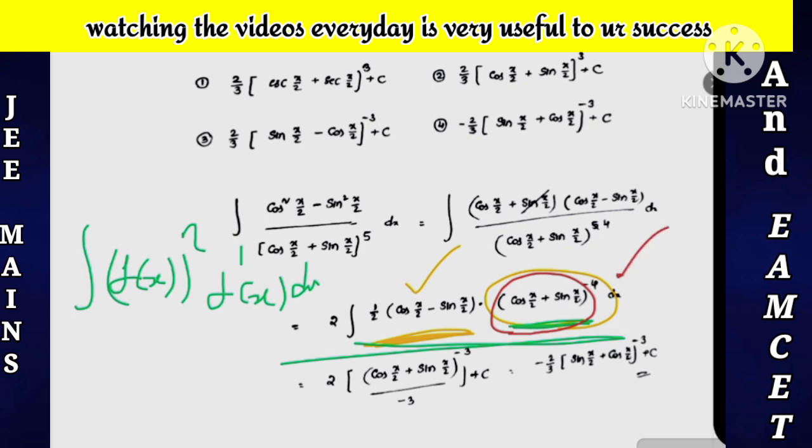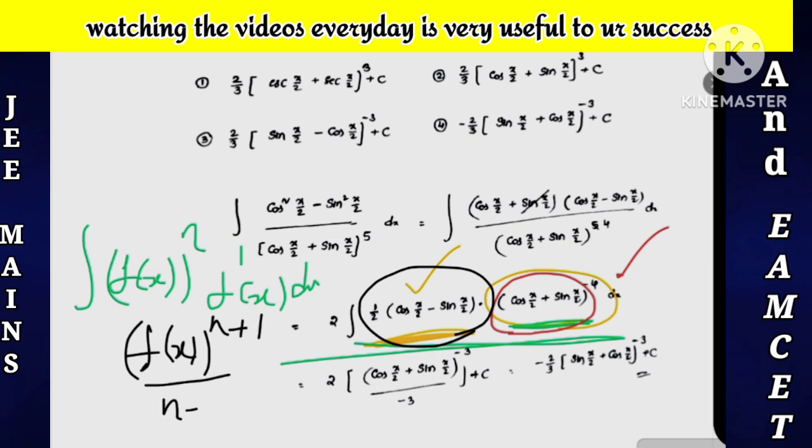What is f dash of x? 1 by 2 into cos x by 2 minus sin x by 2. Okay, now apply the formula. What is the answer to this one? f of x power n plus 1 by n plus 1 plus c. Okay, the answer to this formula is f of x power n plus 1 by n plus 1 plus c.